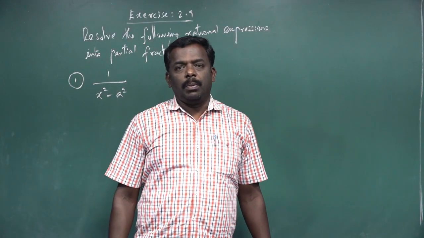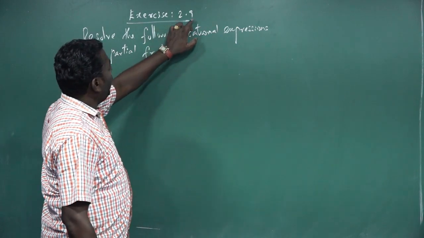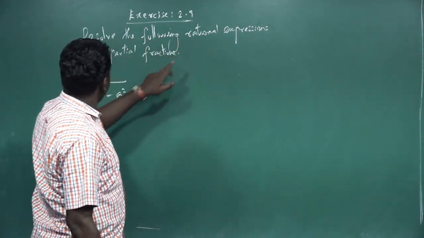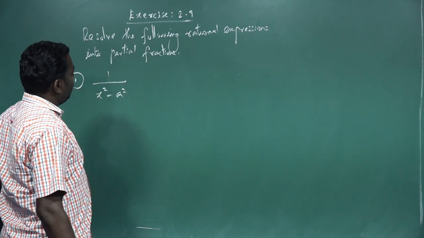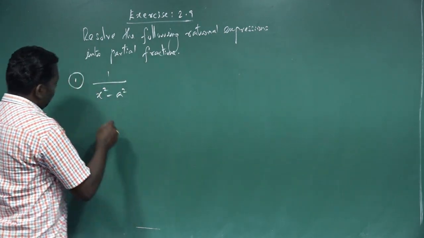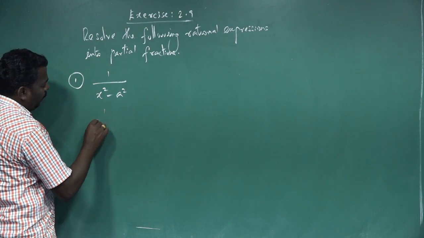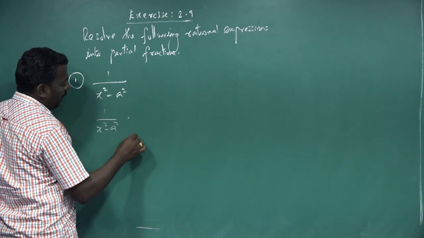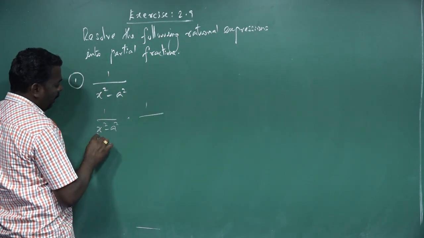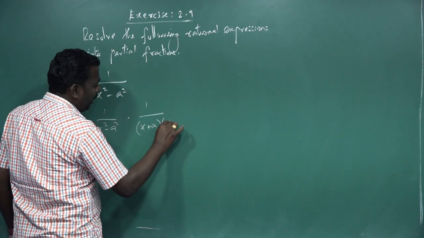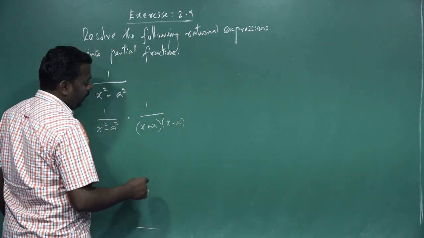Next, come to exercise problem 2.9. Resolve the following rational expressions into partial fractions. First one, 1 by x square minus a square. So now given the expression 1 by x square minus a square, that we can write as 1 by (x plus a) into (x minus a).